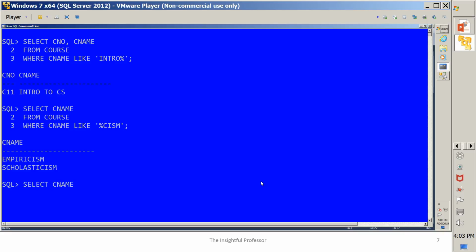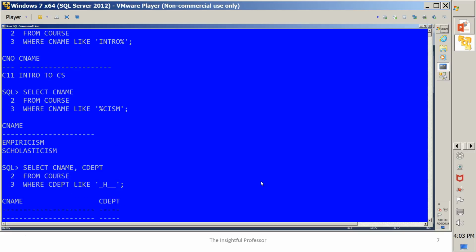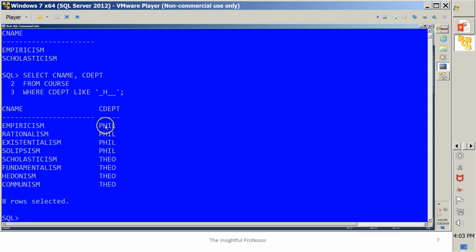Select CNAME, C department, from course, where C department is like underscore H, being in the second position, underscore, underscore. We're looking for exactly 4 characters. The first one, we don't care what it is. The second one must be an H. The third and the fourth, we don't care what they are. And notice we get philosophy and theology. And these values all satisfy or match the pattern that we've introduced, an H precisely in the second position.